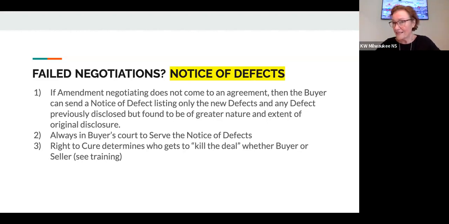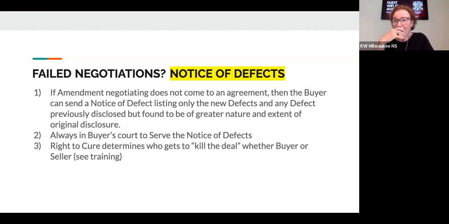So new defects discovered in the inspection report, and defects that you did know about but found out through the inspection were of greater nature and extent than originally disclosed. Those are the defects that the buyer can decide to serve to the seller. It's always in the buyer's court to serve the notice of defect. The right to cure determines who gets to kill the deal, whether the buyer or the seller.